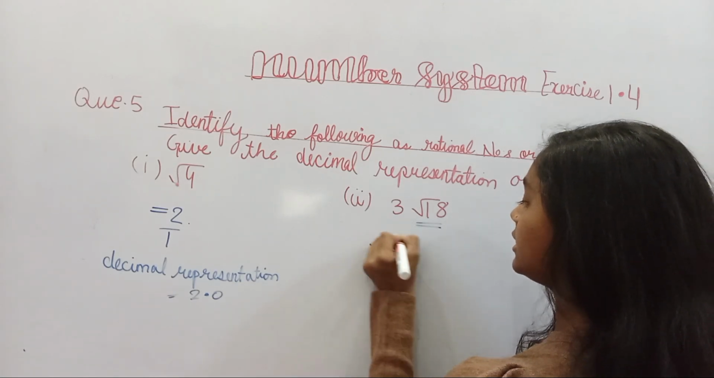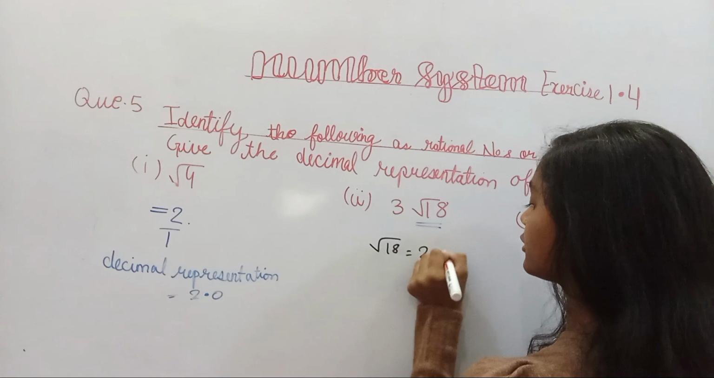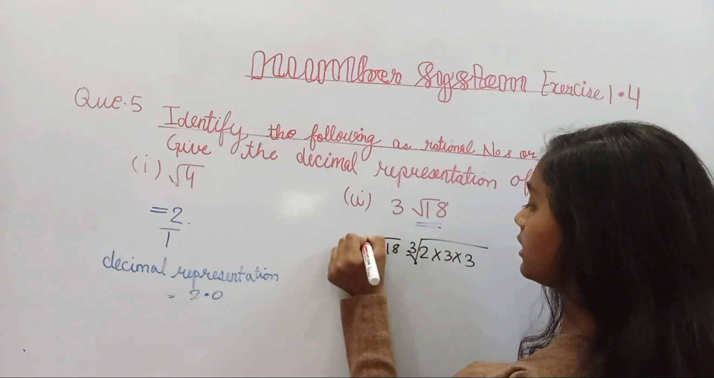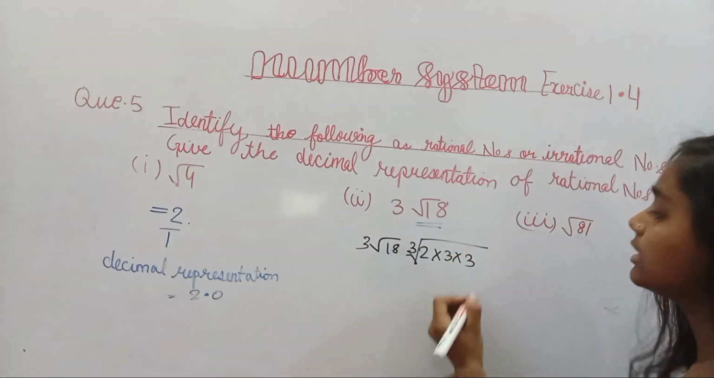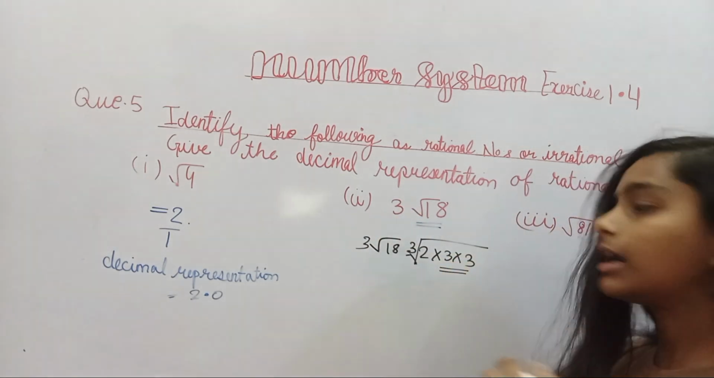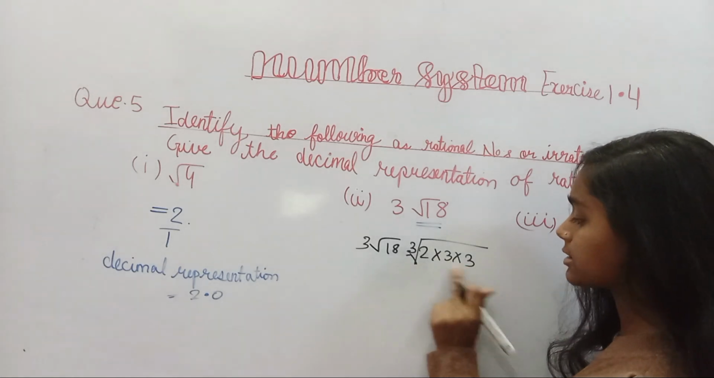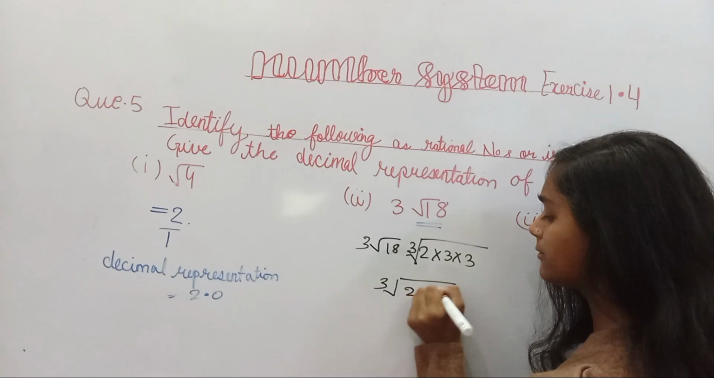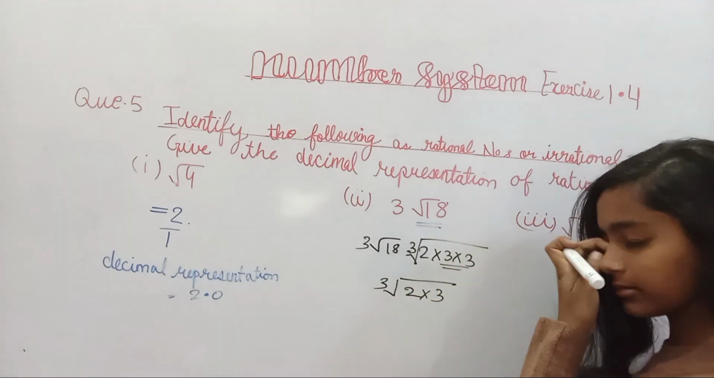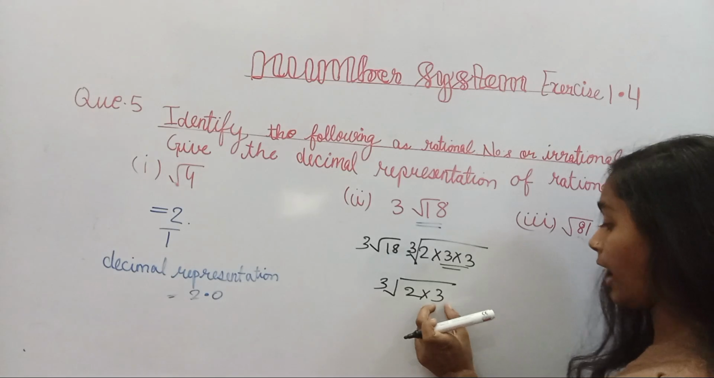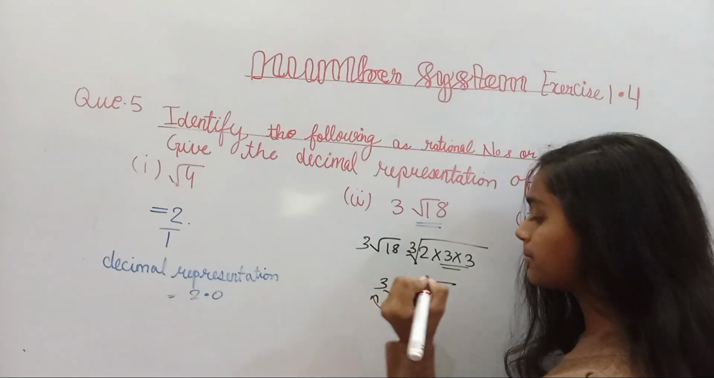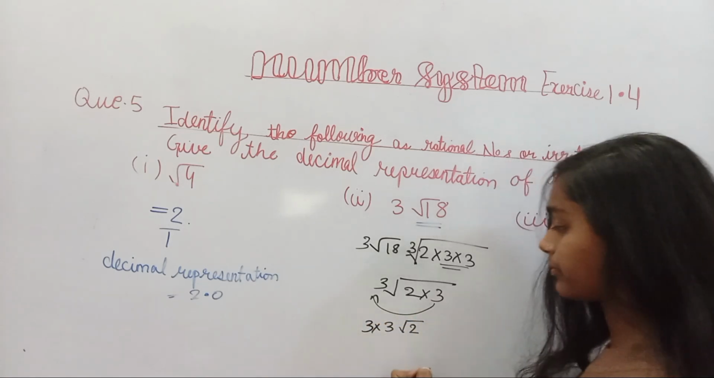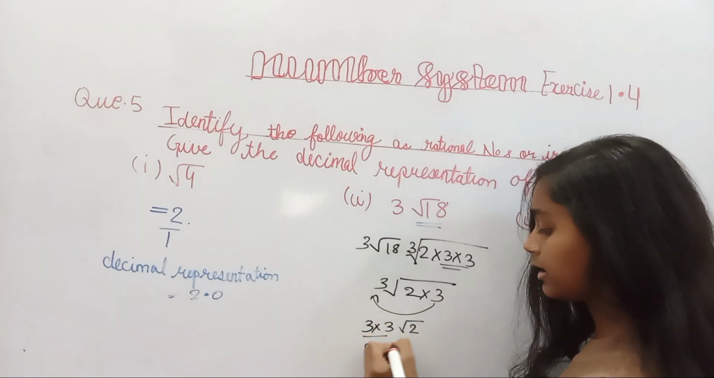So root 18 can be written as root of 2 into 3 into 3, and the 3 will be here, because it is 3 root 18. There are two 3s here, so we'll take them out as common. That would be 3 into root 2, and then 3 into 3 is 9. So it is 9 root 2.